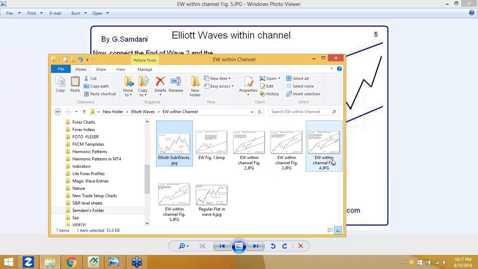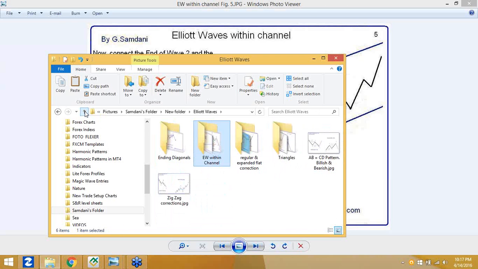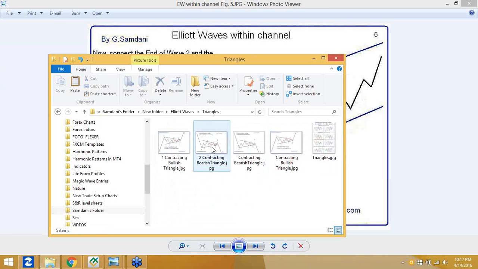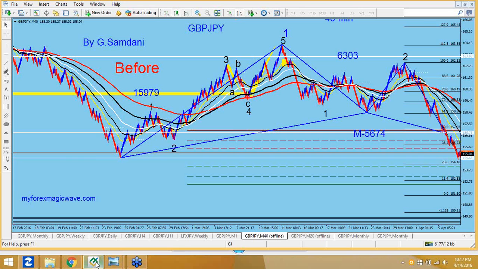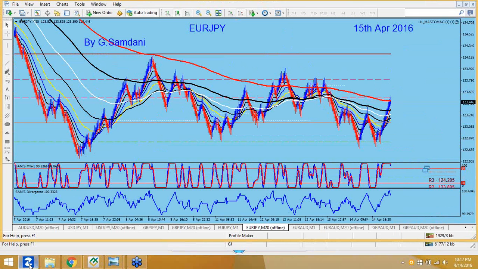Elliott wave within channel. Yeah, but where are the triangles? Oh, there. You see this? Something like that. See, it's A, B, C, D, E, and then boom, drop. After dropping, A, B, C, D, E, and drop. Okay, so look at this picture here.